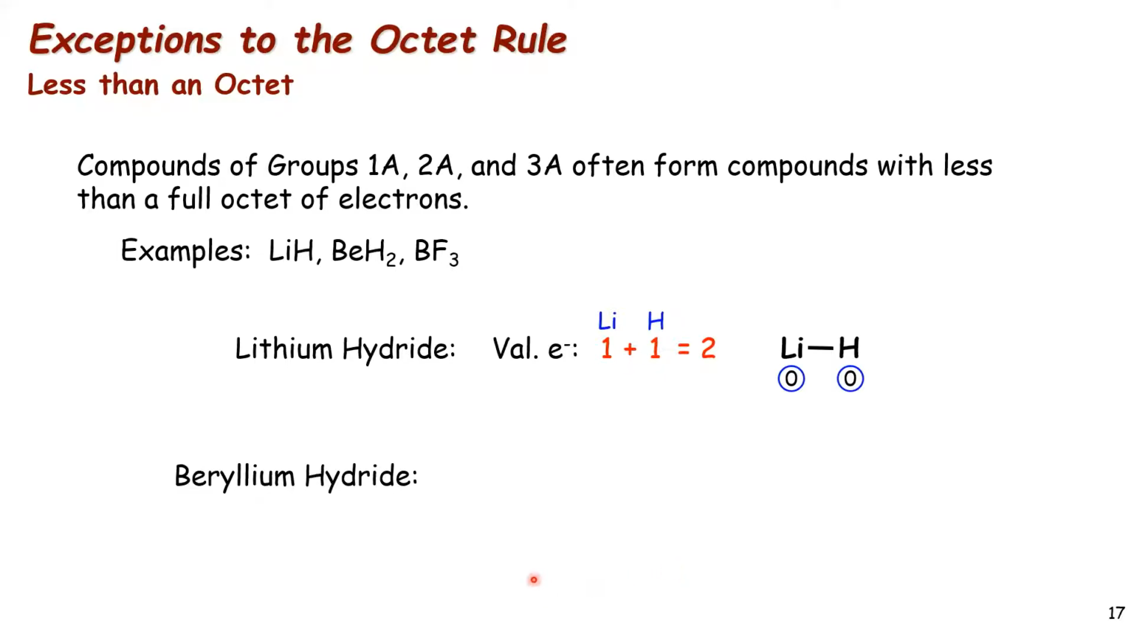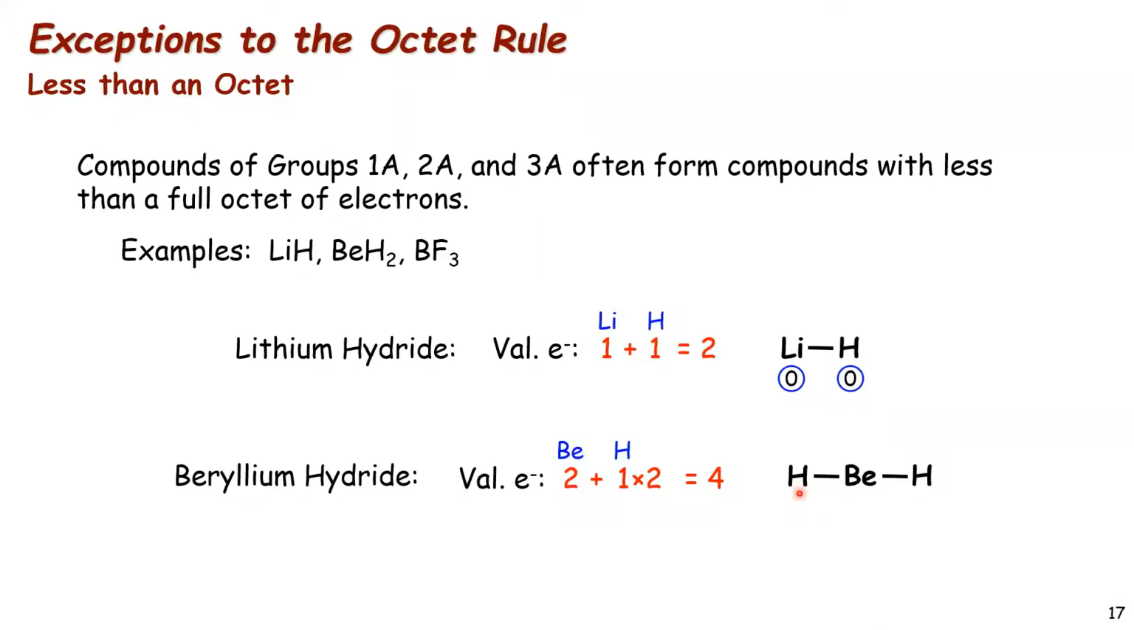Beryllium hydride. So again, valence electrons. Beryllium's in group 2, so it has 2 valence electrons. Hydrogen in group 1, except of course there's 2 hydrogens, so multiply that by 2, so that gives us a total of 4 electrons. That's going to allow us to make a single bond between each of the hydrogens and the beryllium. Again, let's look at the formal charges.